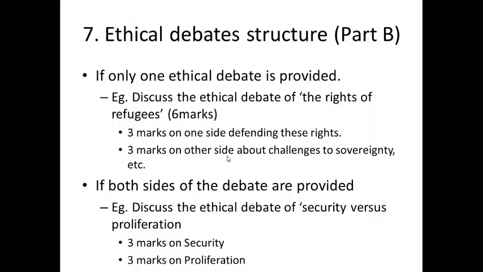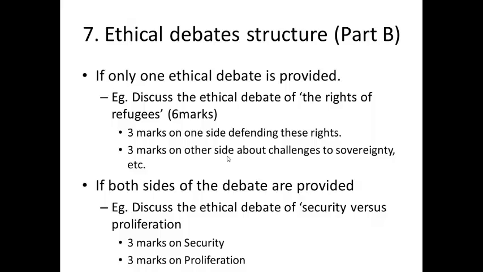Economic migrants. 3 marks, Anna, on why we want to encourage economic migration, why it's good that people come here and work. 3 marks on the threats of economic migrants. So if they just give you one thing, it's your job to show the 2 sides of that argument. Of course, if they give you one with 2, it's easy. 3 marks about resettlement, 3 marks about border security. So just be aware that some of our ethical debates are singular. You need to show both sides of it.